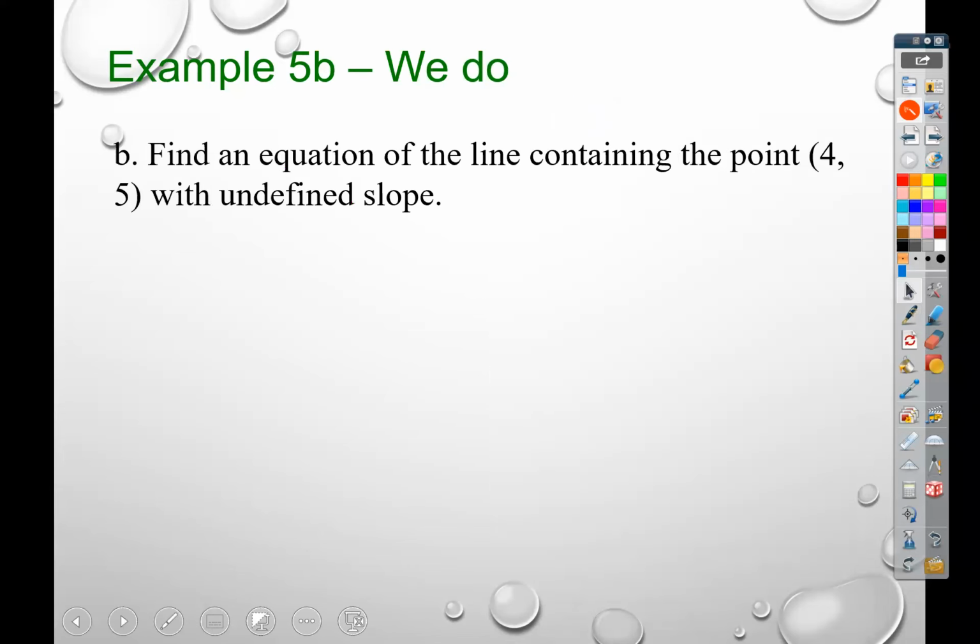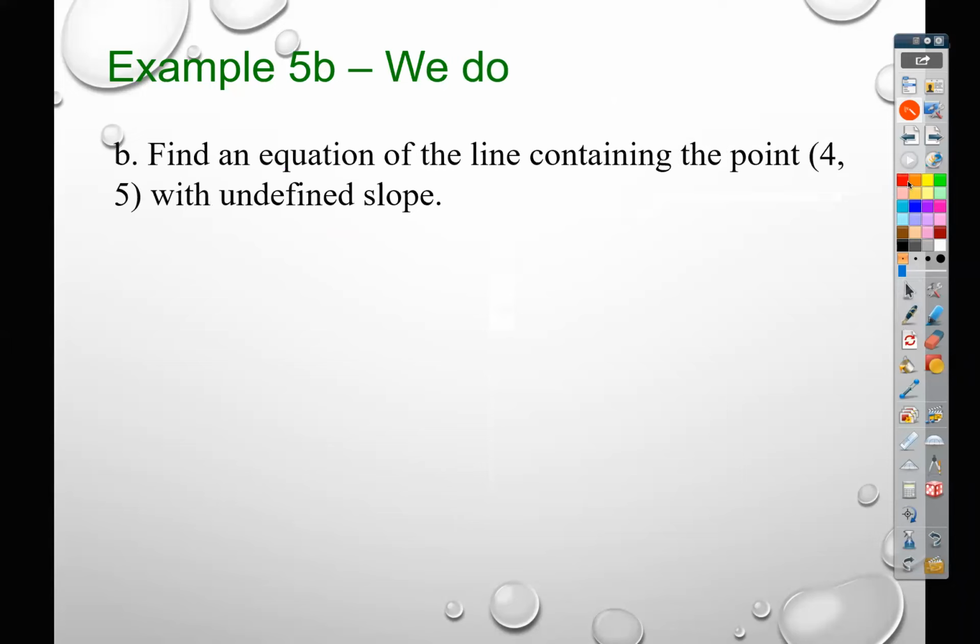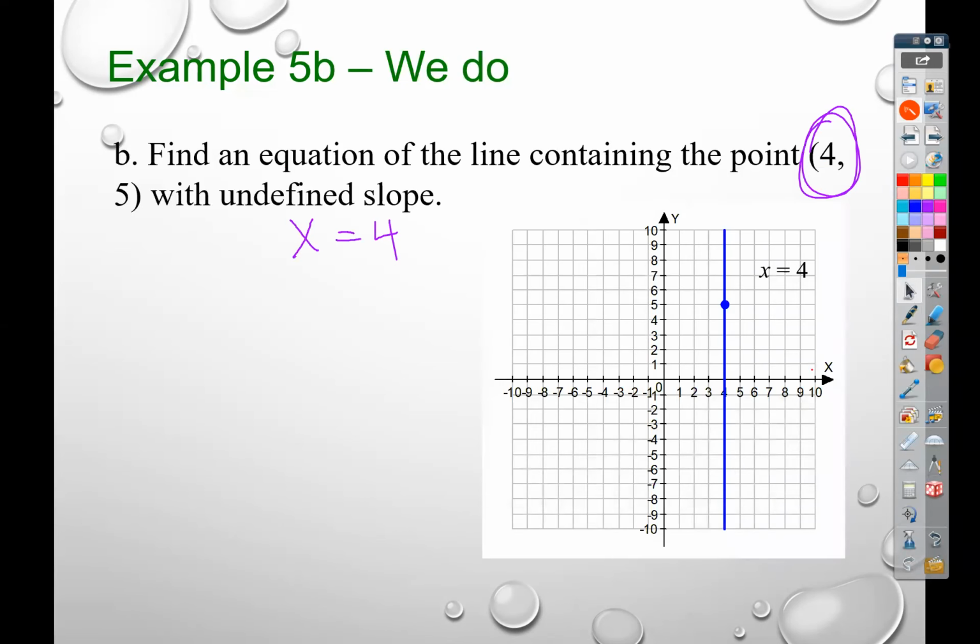All right, 5b. So let's try this one. Find an equation of a line containing (4, 5) with an undefined slope. Well, if you remember that undefined slopes mean that you're going to use x equals. What does x equal? 4. So x equals 4. And then that is what it would look like. An undefined slope means it's a vertical line, and it's x equals 4.